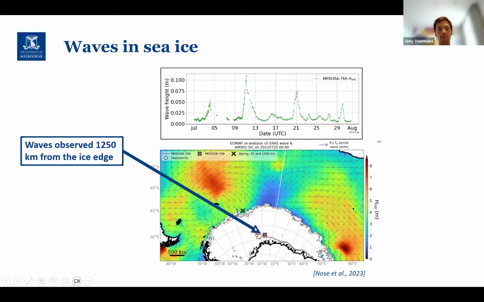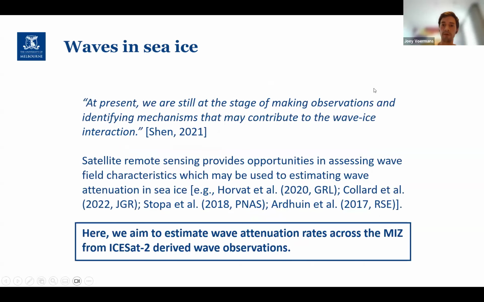But at some point it was 1,250 kilometers from the ice edge, but it was still recording waves up to like 10 centimeters in significant wave height. So that's a very long stretch, and depending on the exact wave conditions and the ice conditions, it can actually still break the ice there. So waves have quite a bit of an impact, and that's why we need to model that as accurately as possible. There are some problems though.